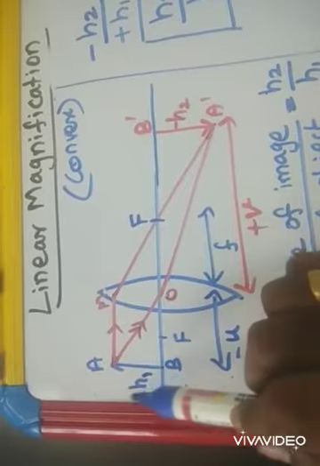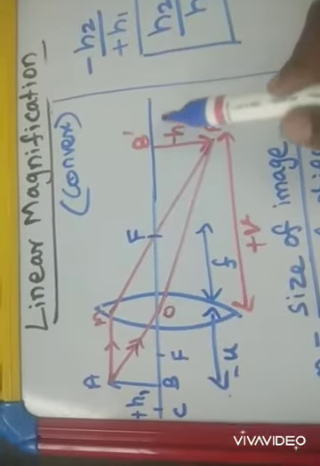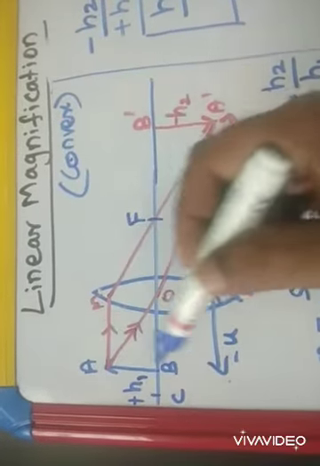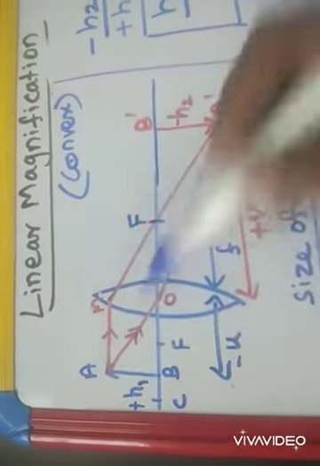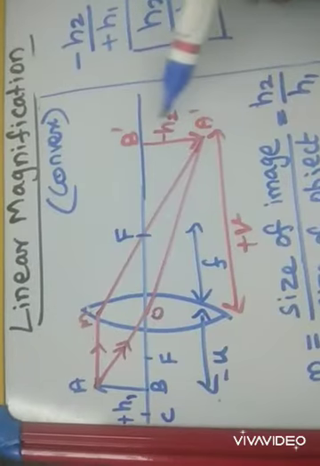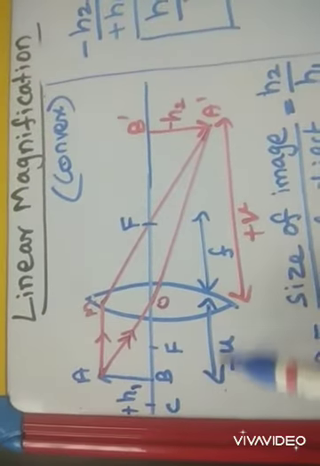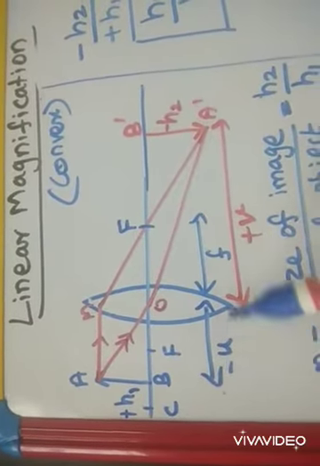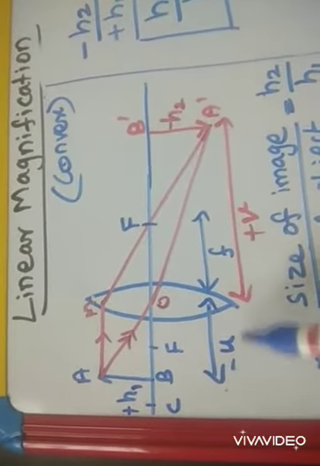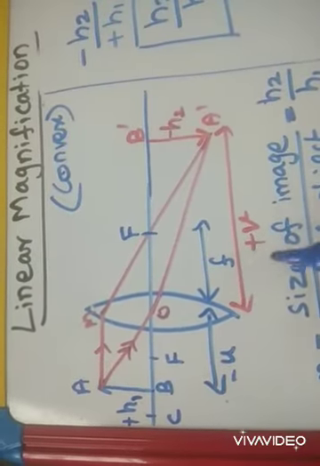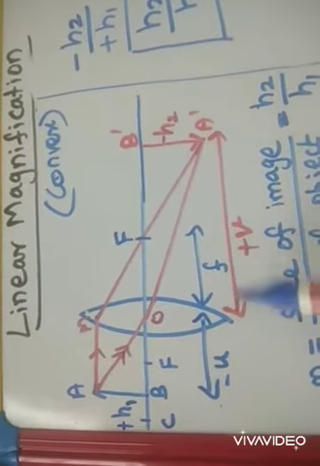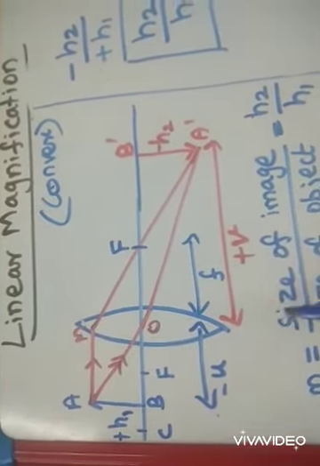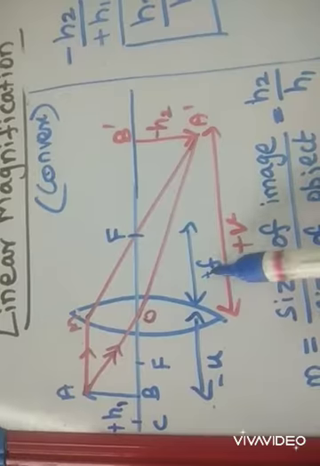So H1 is the object height. H2 is the image height, that is the size of the object and the size of the image. As per the sign convention, H1 is plus and H2 is minus, along the y-axis. Then u is minus u, because the distance between the object and the lens is on the left side of the x-axis. Then the image distance is plus v, between the lens and the image. The distance between the lens and the focus is the focal length f, that is also positive.